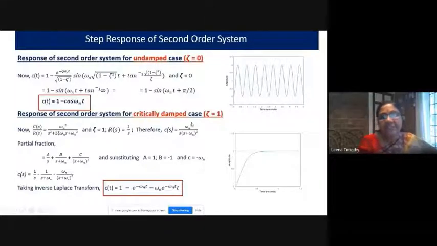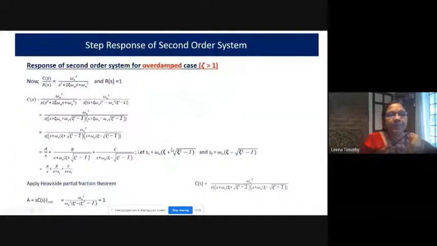So this is critically damped and the response will be like this. And then the last case: 4 cases are there, underdamped, undamped, critically damped, and then overdamped, that is when theta is greater than 1. Response of a second order system for the overdamped case, theta greater than 1. Here also from the beginning, C of s by R of s is equal to omega n square divided by s square plus 2 theta omega n s plus omega n square.